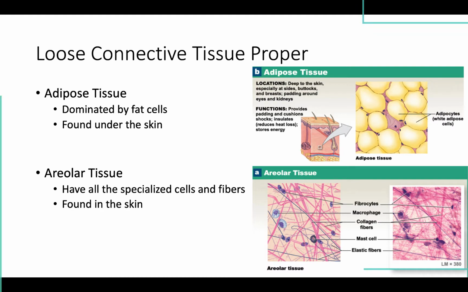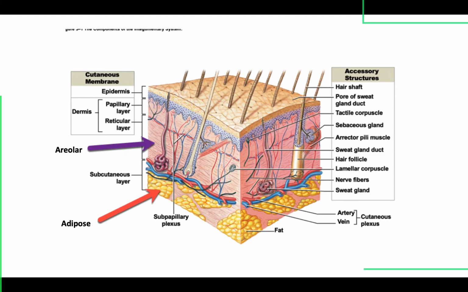We also find that in the skin. So if we look at a skin model here, this is the superficial layer of skin, this is the dermis, and in the dermis, this is where we have areolar tissue. And underneath that, in the hypodermis, that's where we have adipose tissue. So we find both of those tissues in the skin.